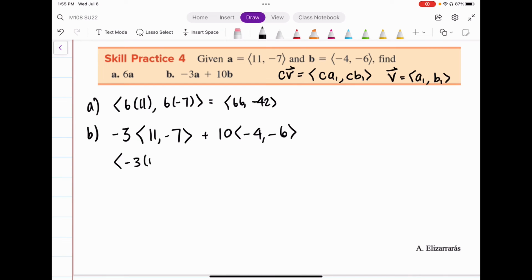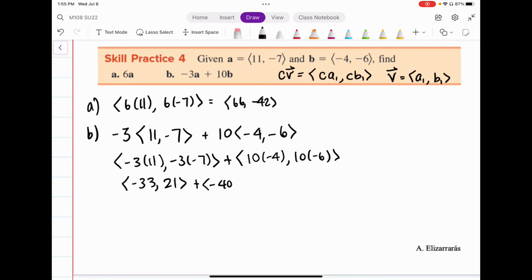which is negative 3 times 11 and negative 3 times negative 7, plus 10 times negative 4 and 10 times negative 6, or negative 33, positive 21, plus negative 40, negative 60. And then you combine their a components when you're adding. Negative 33 plus negative 40 is negative 73, and 21 plus negative 60 is negative 39.